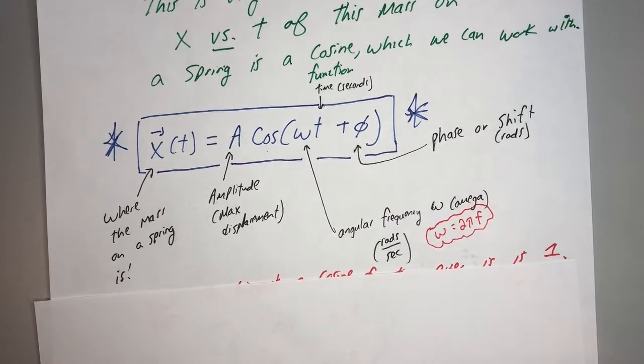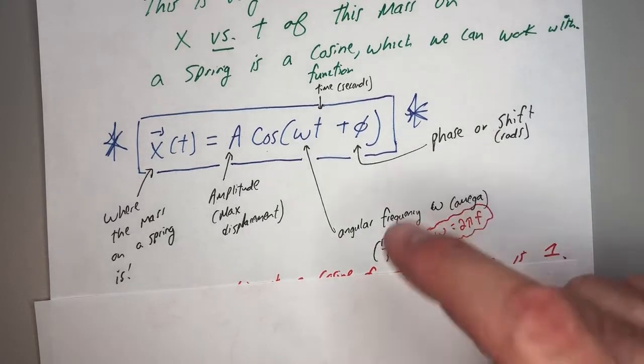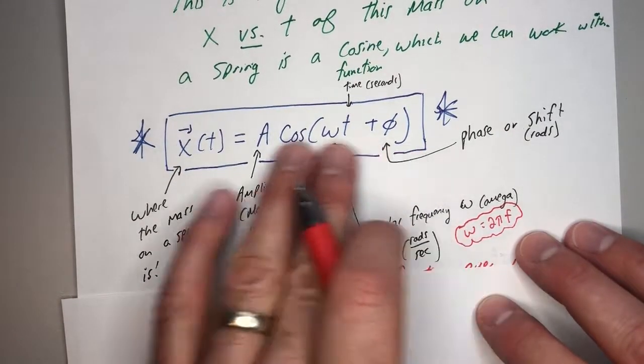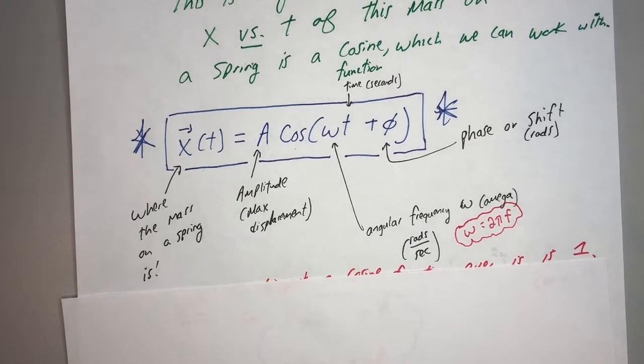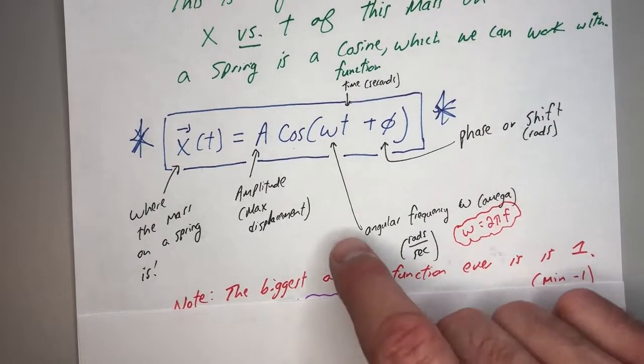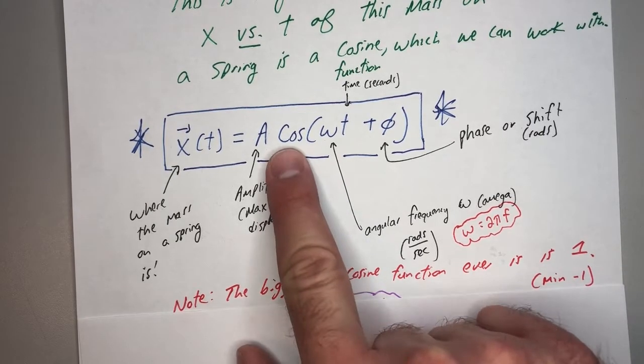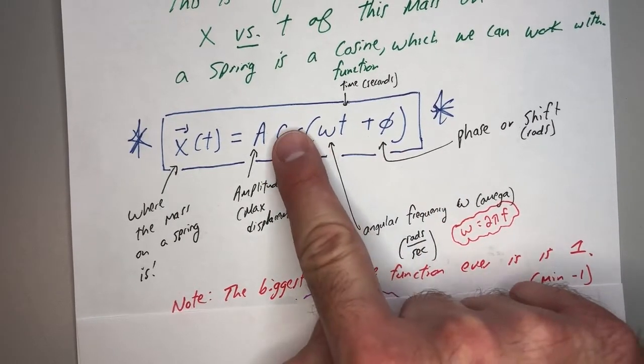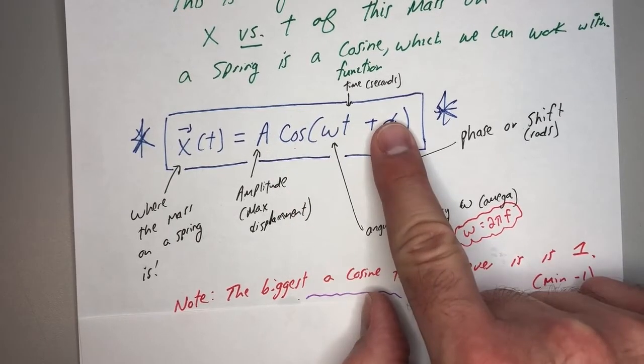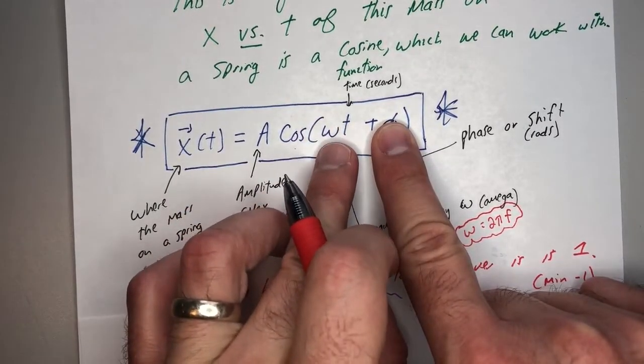Plus phi, which is like your phase shift, because we all know we can have a cosine wave turn into a sine wave by shifting it by pi over 2, right? So that's just shifting it. So we have that. That's the general position function of something oscillating, and this is simple harmonic motion. We're going to talk about that more in a second. A couple notes. You know this from math class. The biggest a cosine function can ever be, the greatest value it ever has is 1, right? So if that were 1, you can say, oh, this is the biggest this can ever be is 1.